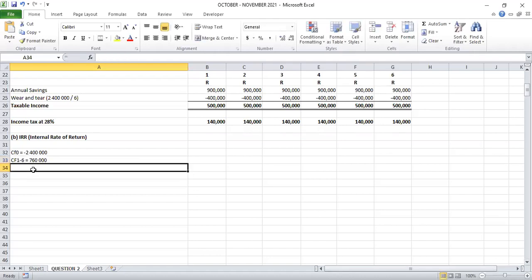Then you find your IRR. It will depend on your financial calculator. If you are using the Sharp, first of all, you have to put the cash flows in one by one. That means you input negative 2.4, then 760,000 input, 760,000 input, 6 times. After that, you go to your second function, the one with the cash. Then you press the down arrow, then compute. So whatever you get there is what you are going to write.